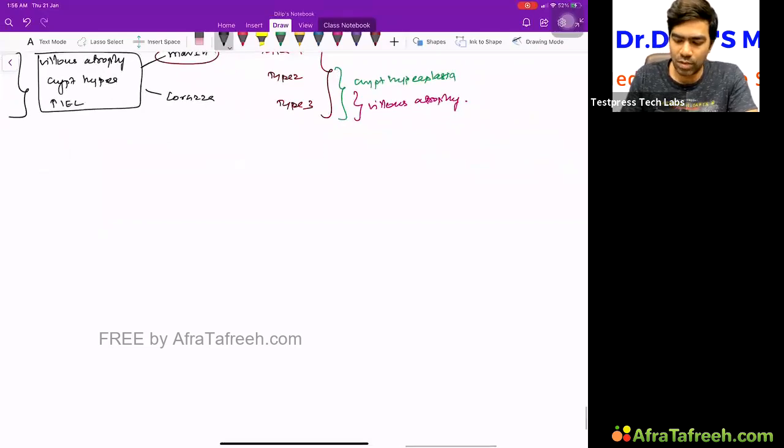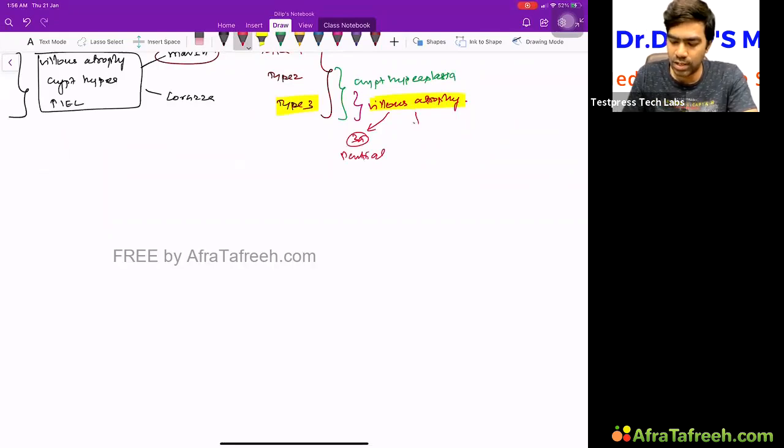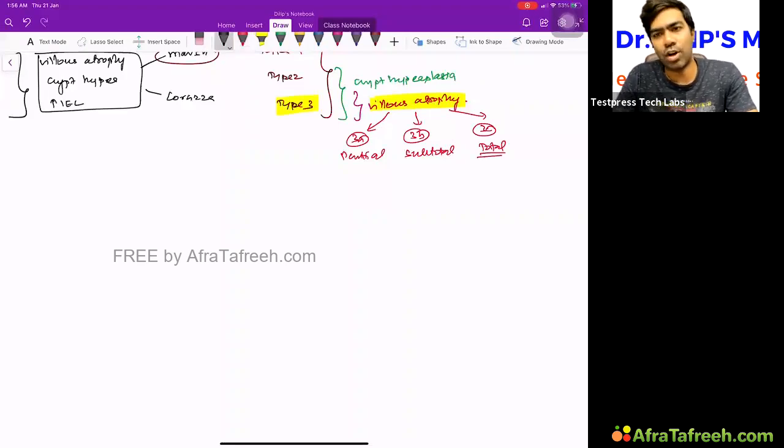Villus atrophy will be seen only in type 3. As far as villus atrophy is concerned, you have three types. One is partial villus atrophy, that's called 3A. In 3B, you have a subtotal villus atrophy. And then finally, we have 3C, which is a total villus atrophy. So this is the Marsh classification. In all three types, you will have increased intraepithelial lymphocytes, crypt hyperplasia only in type 2 and type 3, and villus atrophy only in type 3.